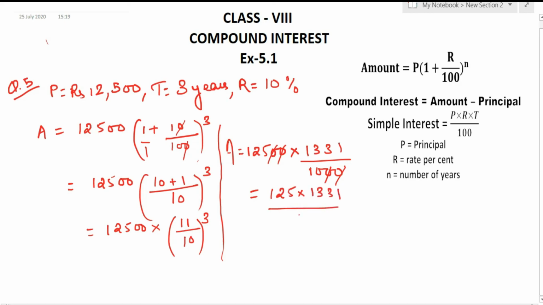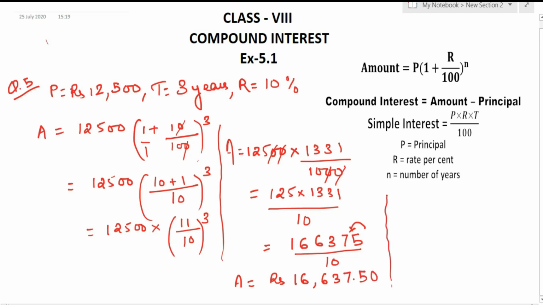At last we will put a decimal to get the answer. Now I will multiply 125 with 1331. So after multiplying 125 with 1331 we are getting 1,66,375 divided by 10. Again division by 10 is an easy task. One place of decimal we will shift and the answer of amount will become 16,637 rupees and 50 paise.